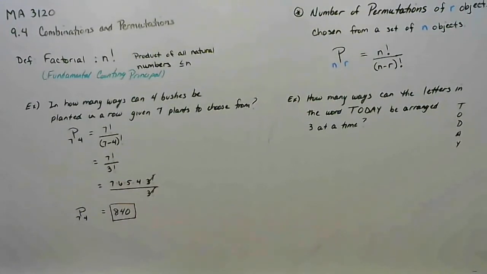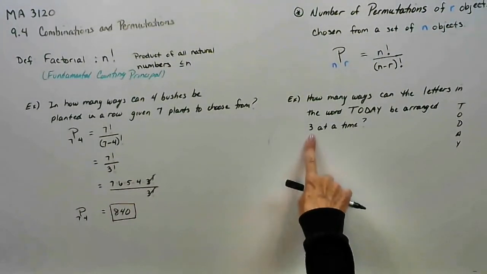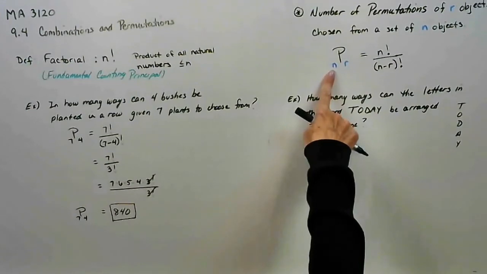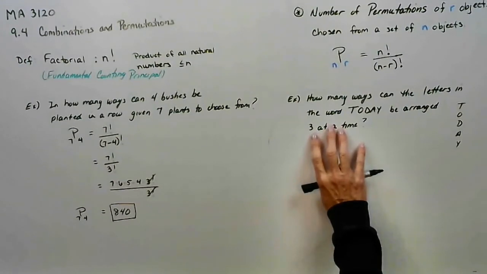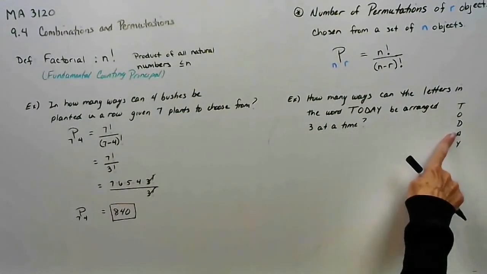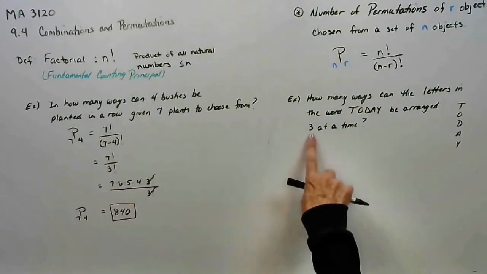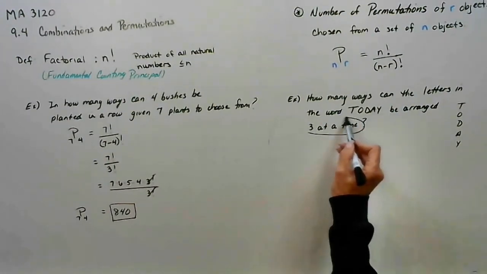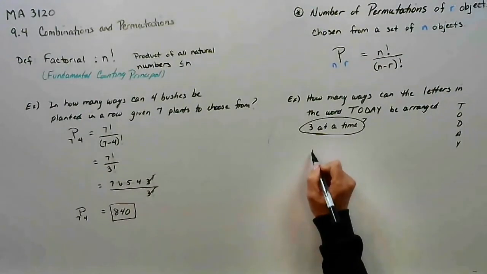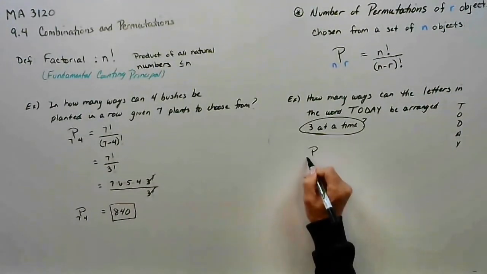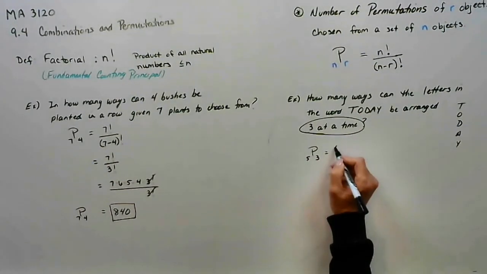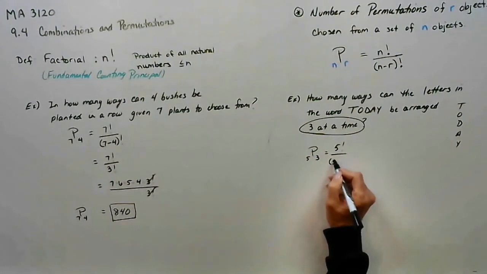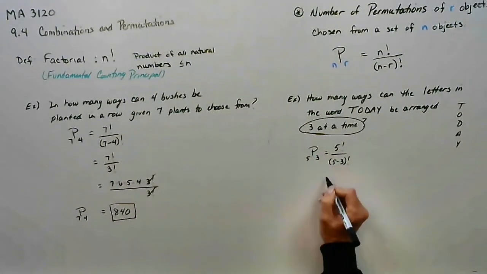So in this case, since I've got a parameter on it, and I've said 3 at a time, we need to use the formula for permutation. If I had just said how many ways can they be arranged, we would have had 5 times 4 times 3 times 2 times 1. But because I gave you 3 at a time, now I'm looking at a permutation of 5 letters chosen 3 at a time. So that gives us 5 factorial over the difference of 5 and 3 factorial.